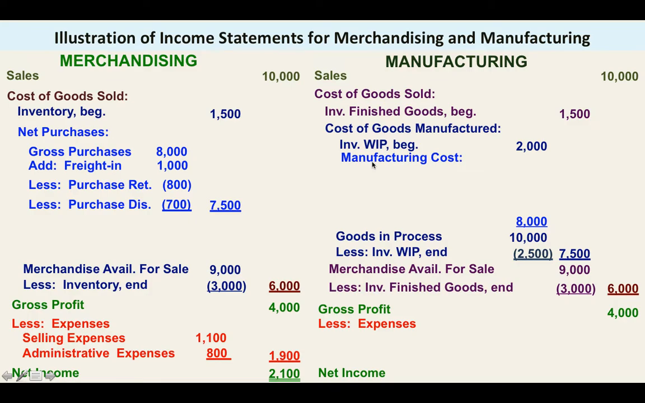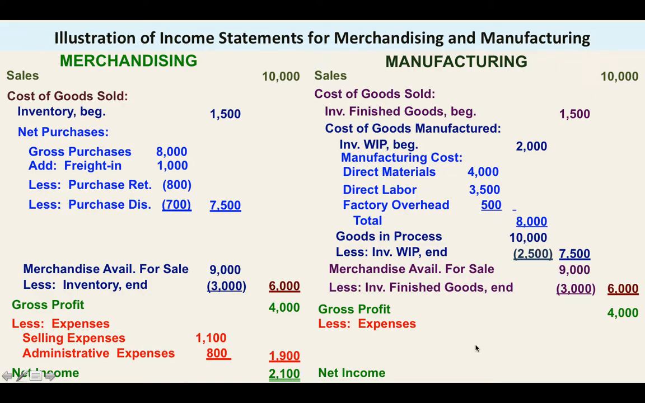cost, and that will give you goods in process. Deduct the inventory work in process end, and that will be your cost of goods manufactured. And your manufacturing cost is calculated by adding your direct materials, your direct labor, and your factory overhead. These are the composition of your manufacturing cost. So the total of these three will give you the total manufacturing cost.